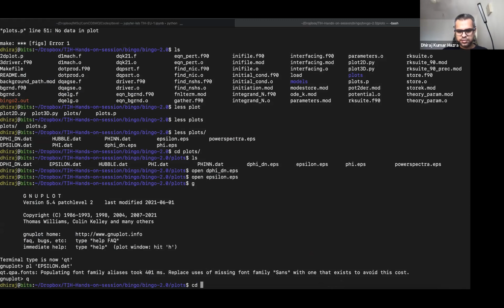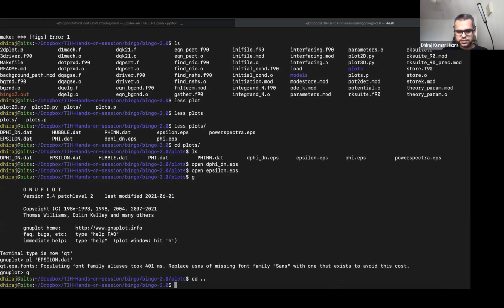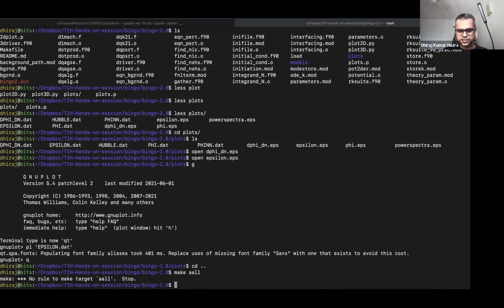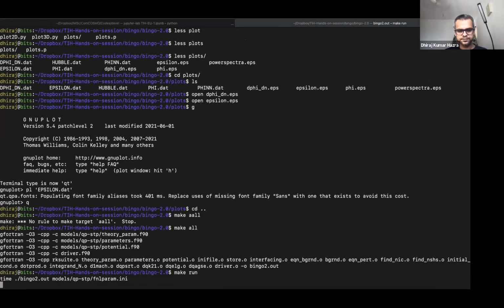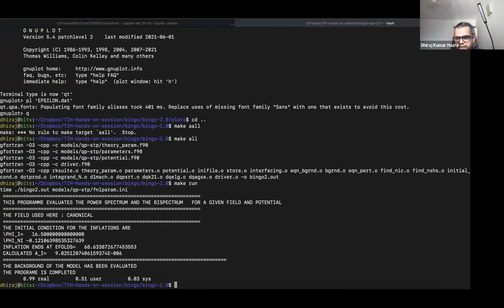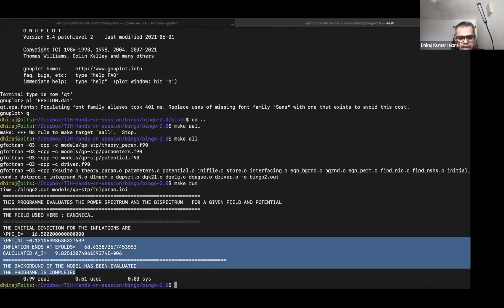CD double dot, make all. So sorry. Okay, make run. See, as I said, it is 0.9 seconds. So that's the reason I haven't circulated the Python notebook. So then again, make fix.